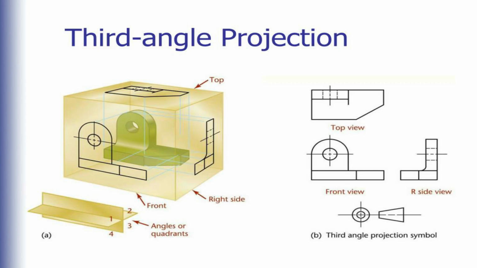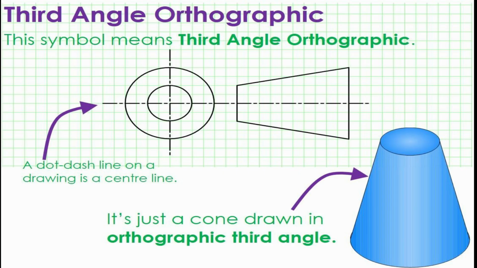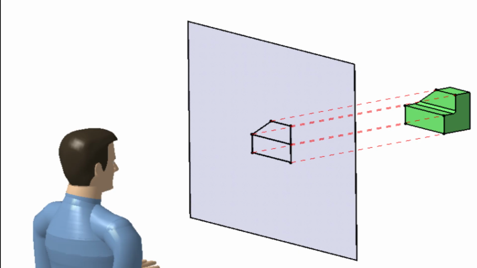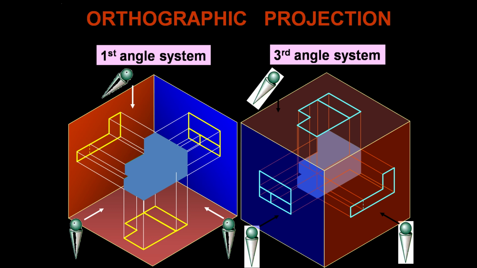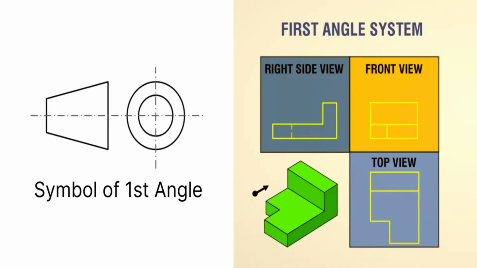And this is my default way of drawing. I always draw third angle projection by default. And remember the symbol again, in third angle projection, the cone's smaller end faces the right, as you can see. So, that's the basics of orthographic projection, both first angle and third angle. Understanding these systems is essential whether you're drawing by hand or using software like AutoCAD.